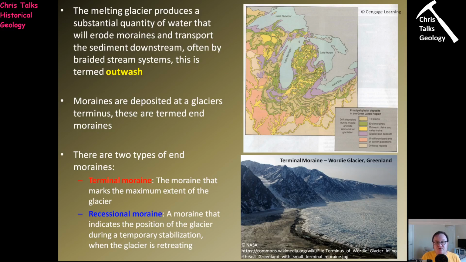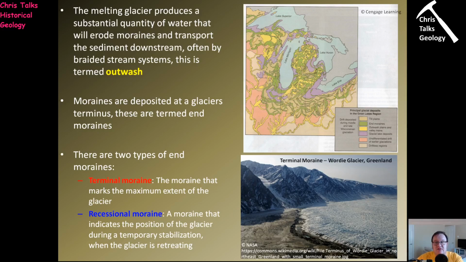So then we have what are referred to as recessional moraines. As your glacier is retreating, it's not a smooth retreat. Instead, your glacier will retreat for a while and stop, at which point it will form a recessional moraine. It will then retreat again, stop, and form another recessional moraine. Retreat again, stop, form another recessional moraine, and so on. So as it retreats, it will form several recessional moraines.